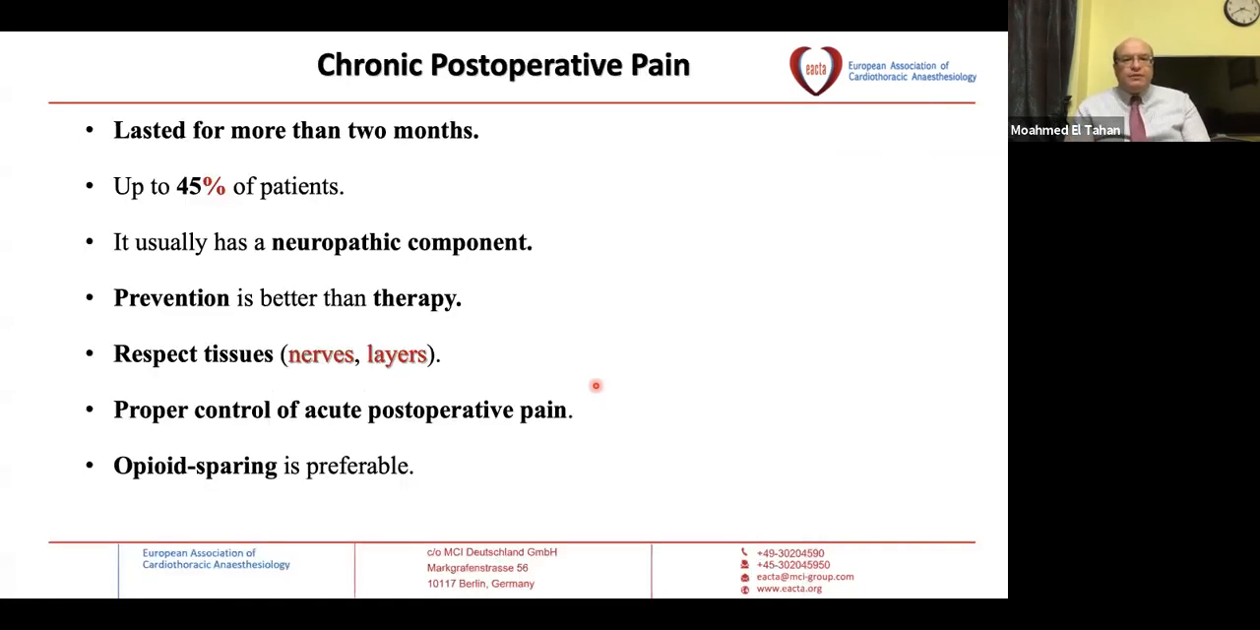Chronic postoperative pain after thoracic surgery, particularly for thoracoscopy, lasts for more than 2 months and usually could happen in 45% of patients. It usually has a neuropathic component, and you have to know prevention is better than therapy. We have to teach our surgeons to respect tissues, to respect nerves, layers of muscles and tissues. Proper control of acute postoperative pain is important, so you have to consider using regional techniques and multimodal approaches with considering opioid sparing.